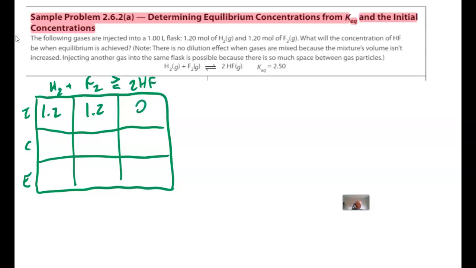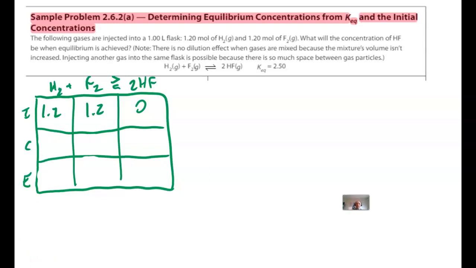That note is important. When gases are combined, there's no dilution effect because the container is typically rigid and there won't be a dilution factor. That isn't the case for solutions, where when two solutions are combined, you have to account for the new volume and therefore adjust the molarity of each of those substances that was combined. So that's all we're given, just initial concentrations.